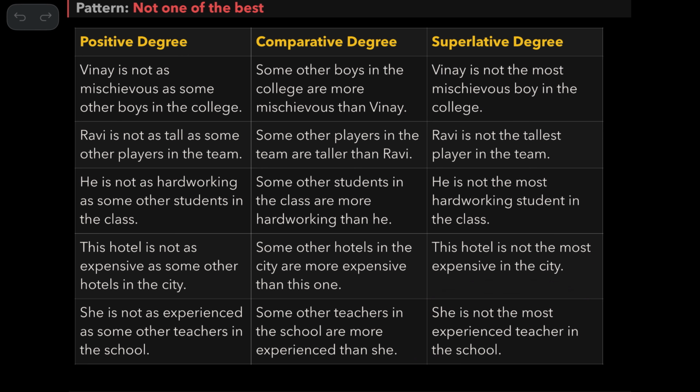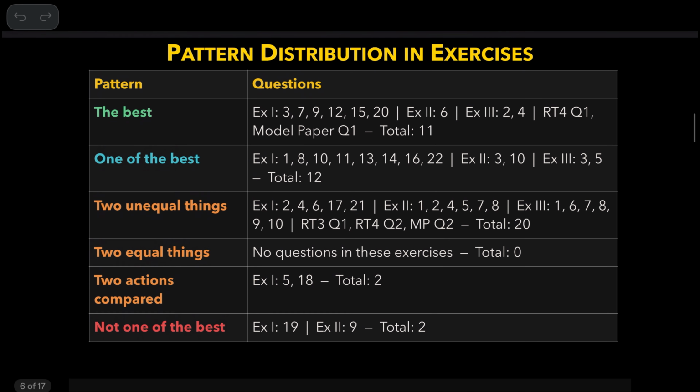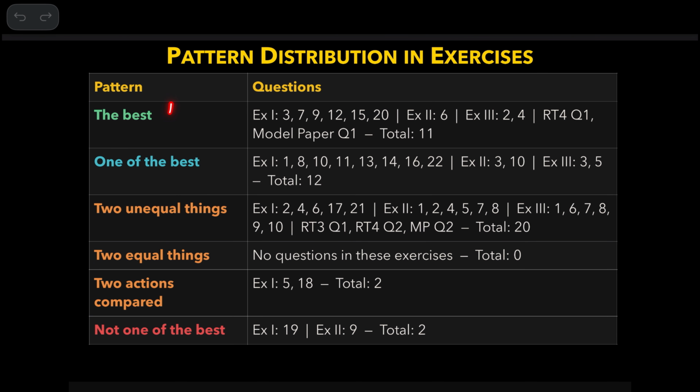Okay, so now see, this is the first pattern. You have 11 questions from the first pattern, and from the second pattern, one of the best pattern, 12 questions are there. And from this pattern, two unequal things, 20 questions are there. And from this fourth pattern, there is no question at all.